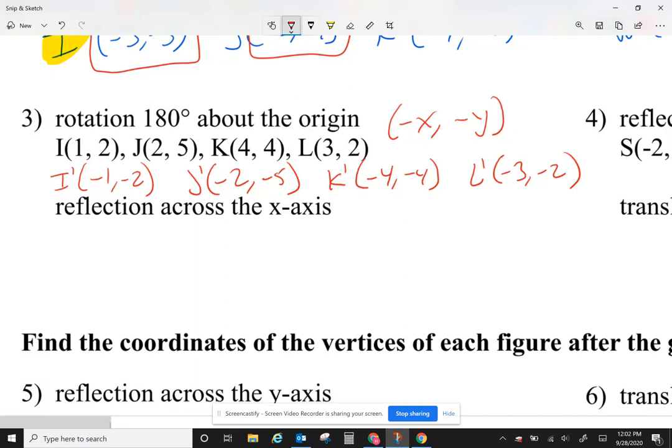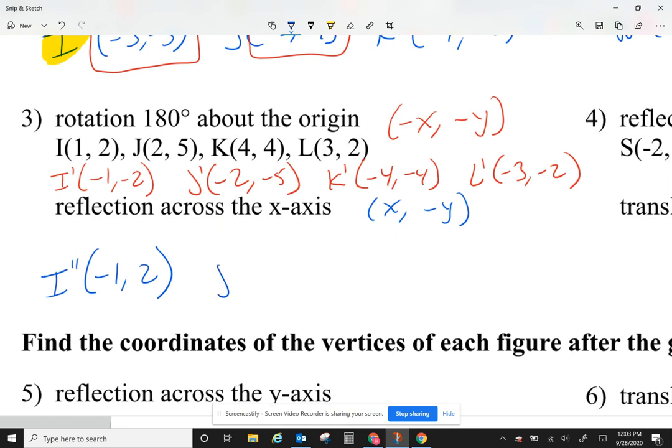Now, my second transformation says reflection across the x-axis. Reflection across the x-axis, according to our notes, says that (x, y) becomes (x, -y). So don't do anything to the x, just switch the sign on the y. So if I'm looking at I double prime, my answer would be (-1, 2). Don't do anything to the x, just switch the sign on the y.